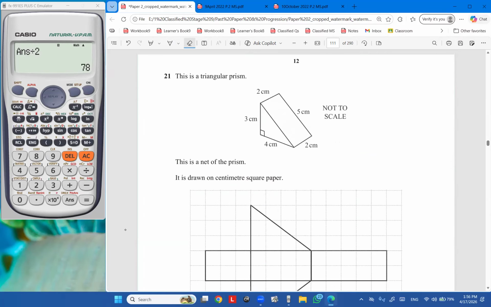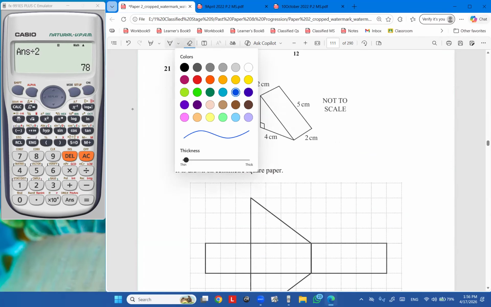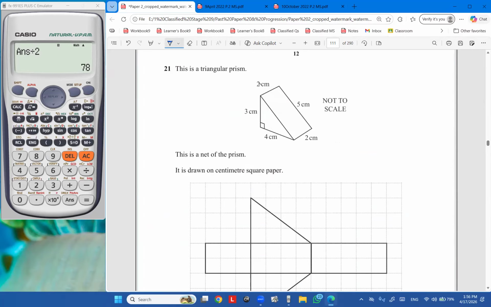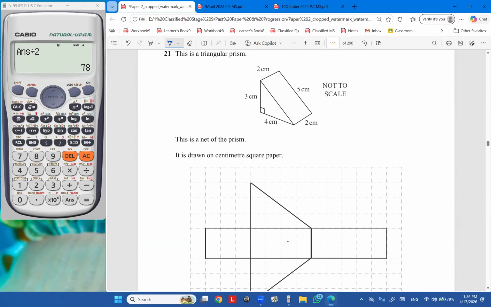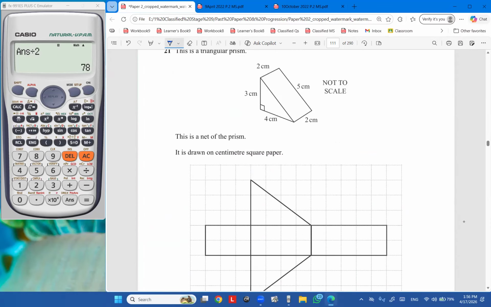Let's continue. Question 21. This is a triangular prism, and they told you over here that it is divided into this. This is the net of it.